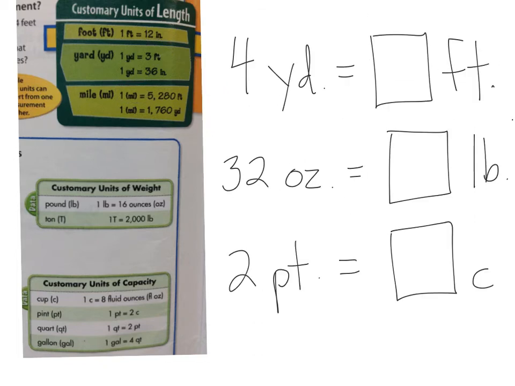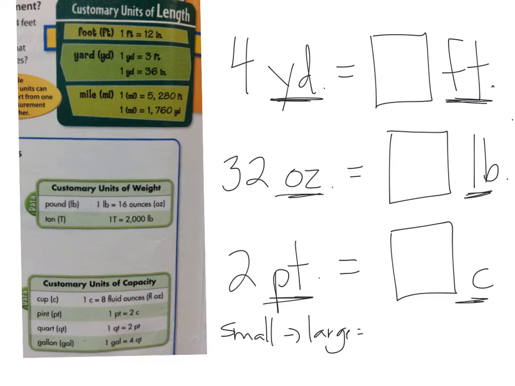Okay, I would like you to try these 3 on your own, on a separate sheet of paper or piece of scratch paper, and please keep in mind our reminders of what you're converting to. On the first one, we're going from yards to feet. The second one, we're going ounces to pounds. And the third one, we're going pints to cups. Remember, if you go small to large, you divide. And if you go large to small, we multiply. Please pause the video and complete these 3 sample problems.